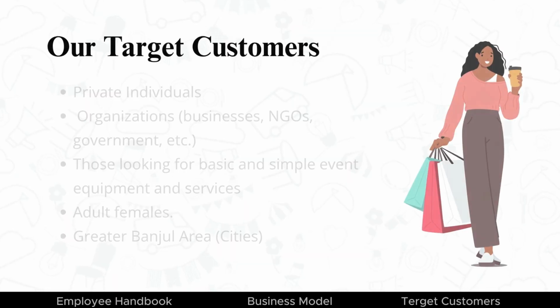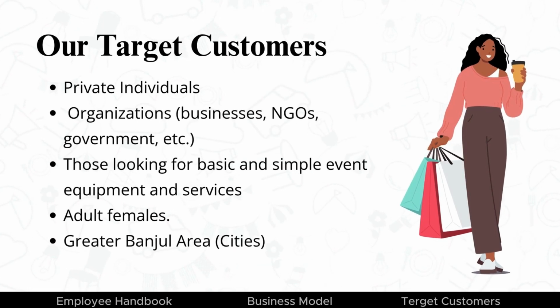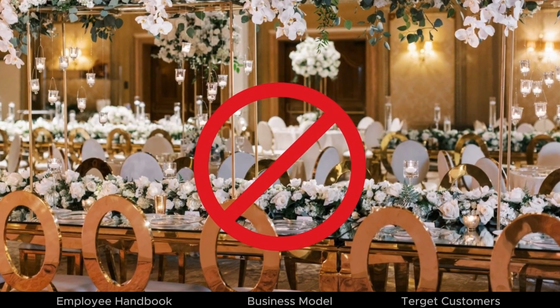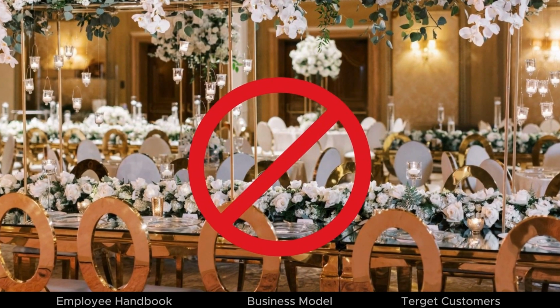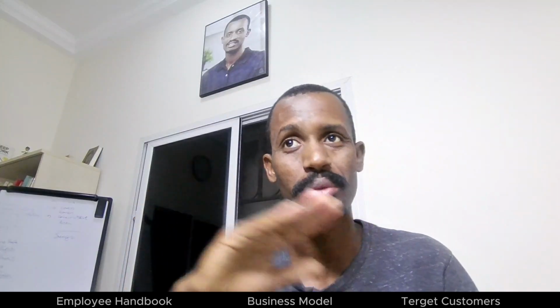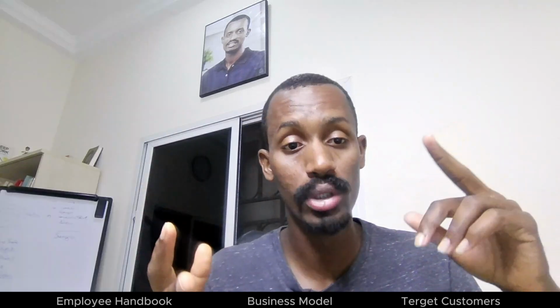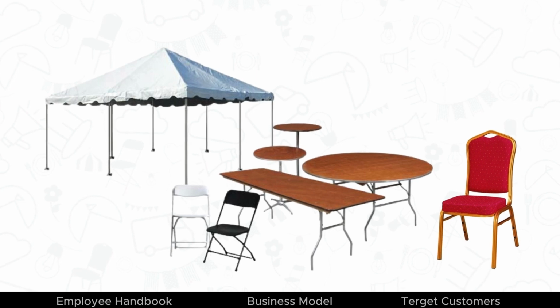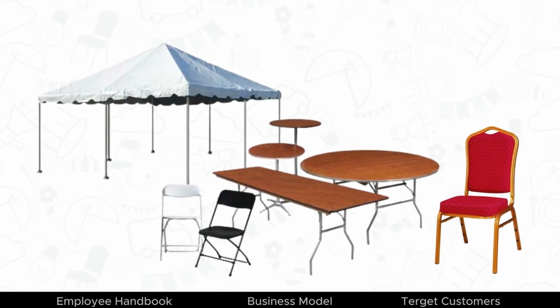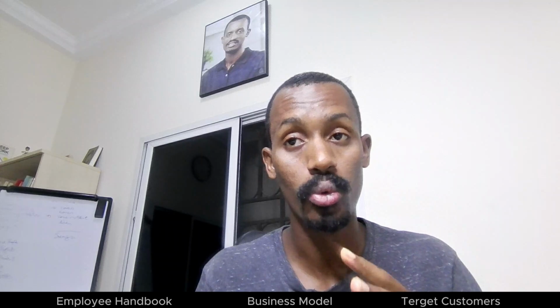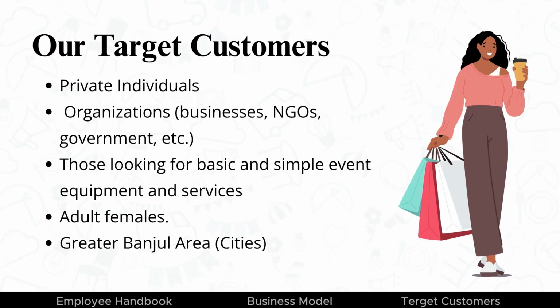So for us, we help those who want basic event stuff, no complicated event items. We are not providing high-end luxury, but we are also not providing low-end. So we are basically around the middle. People will always be needing tents, folding chairs, banquet chairs, round tables, rectangle tables. So we focus on the simple and basic event needs, not high-end complicated stuff.